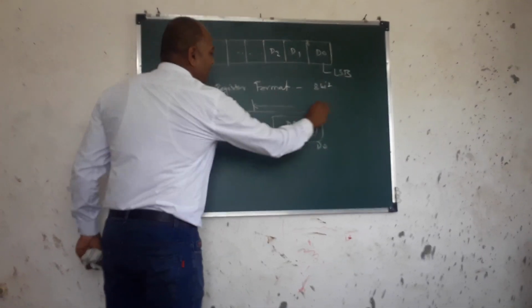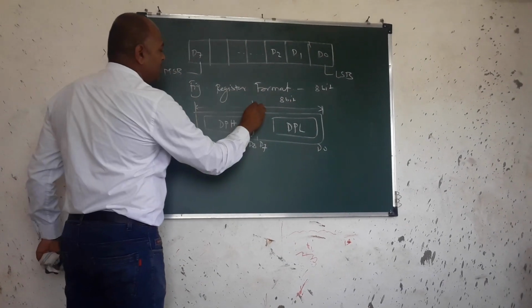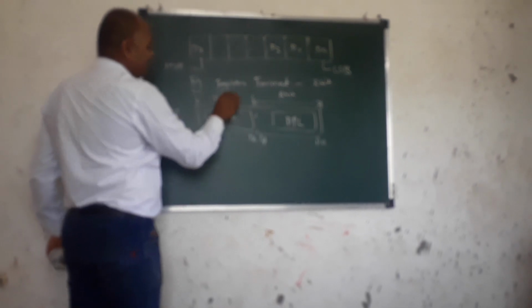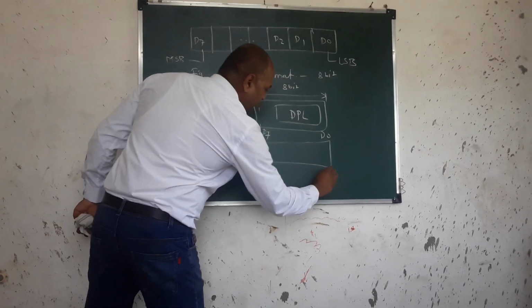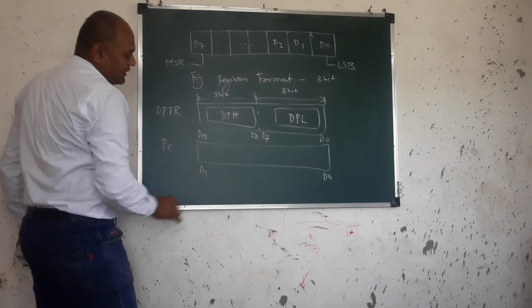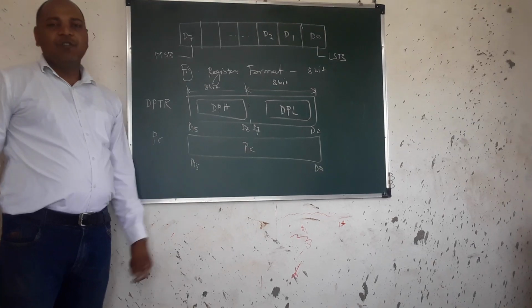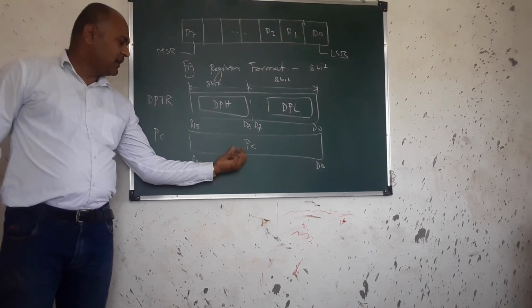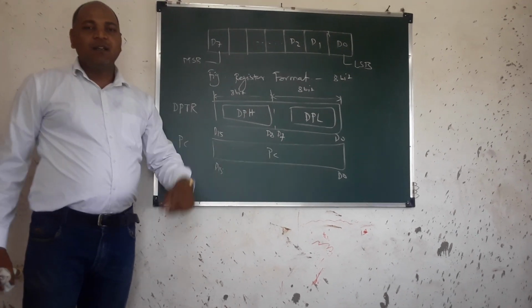This one is a combination of 8 bits, and this is again a combination of the next 8 bits. The program counter is also a 16-bit register, from D0 to D15. This program counter register is basically used for giving the address of the next instruction. Okay, so we are continuing in the next video.